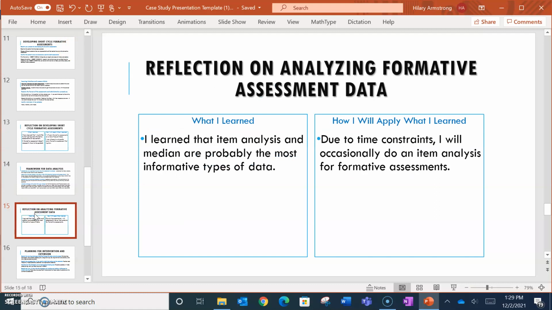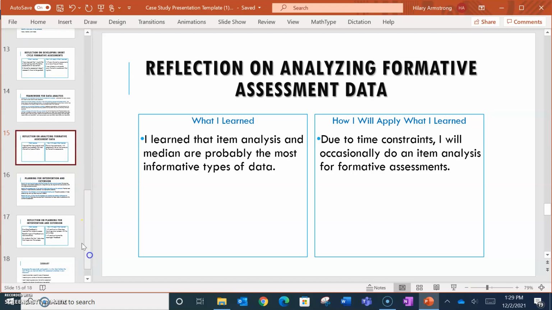I learned that item analysis, and that should say mean, but I'm having editing issues, is probably the most informative type of data. Over here about how I was going to apply it, I'm going to attempt to do item analysis on an occasional basis. Item analysis is very time consuming, so to do it for every type of assessment would take a lot of time, but I am going to try to do it more frequently, especially on a ticket out the door situation where it's just a couple of problems.